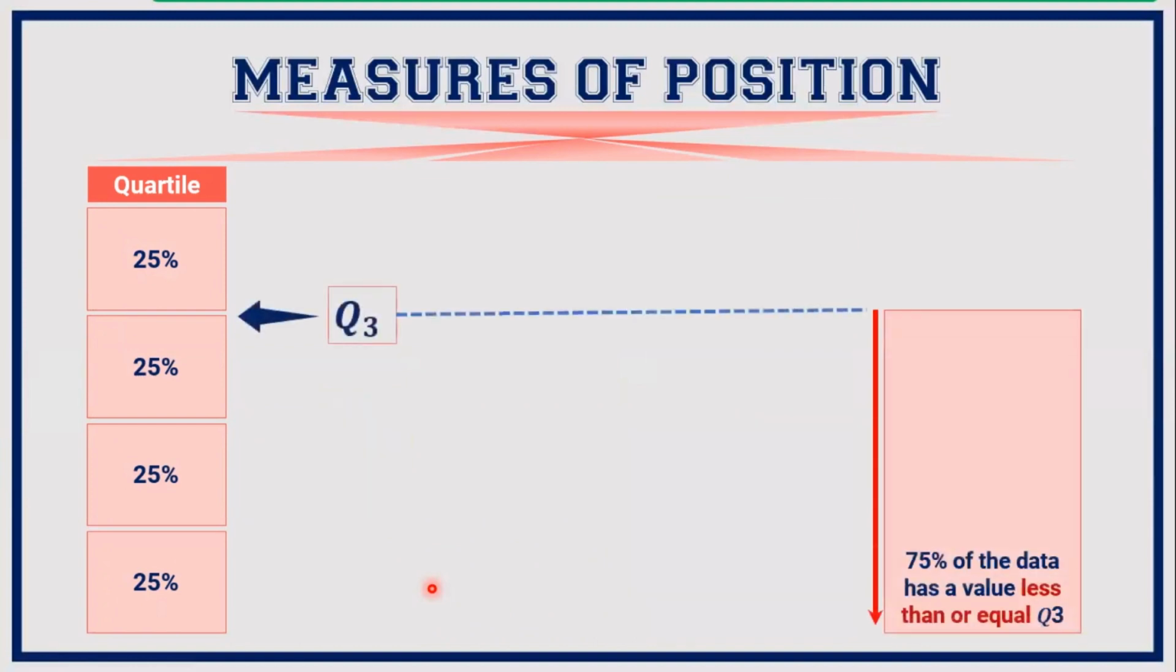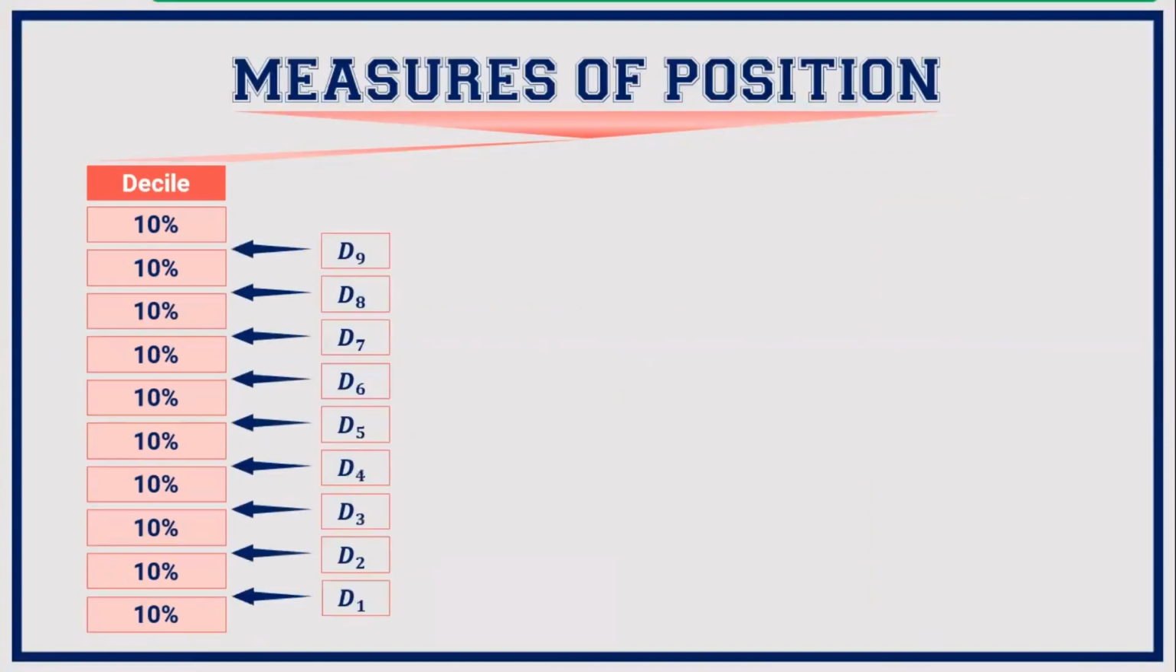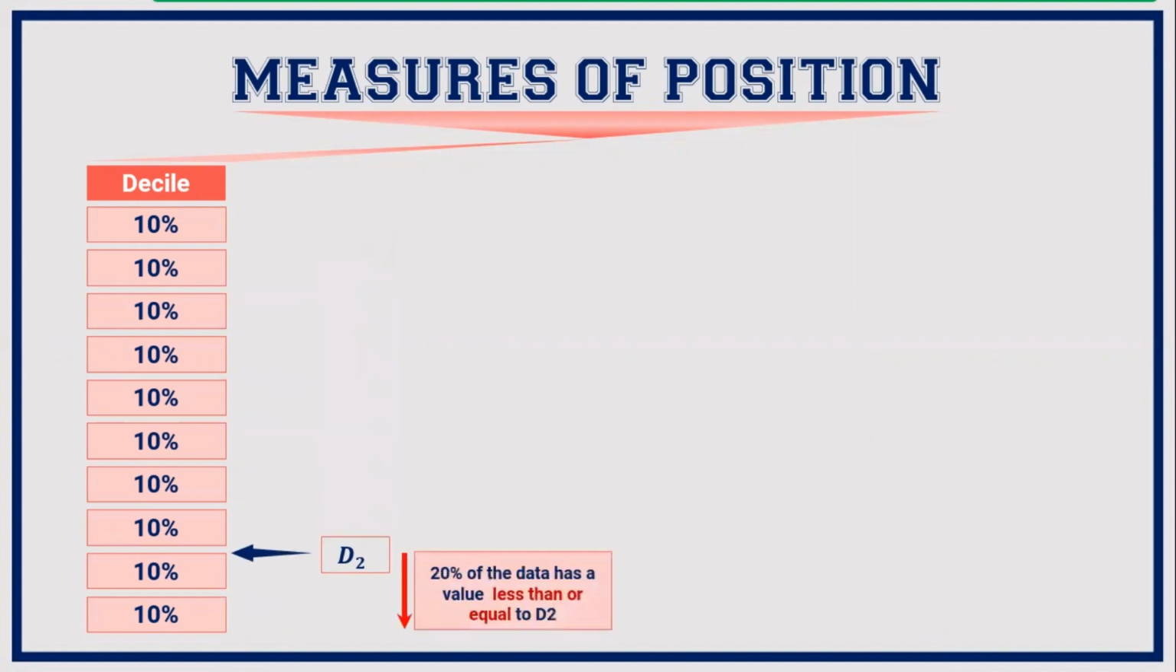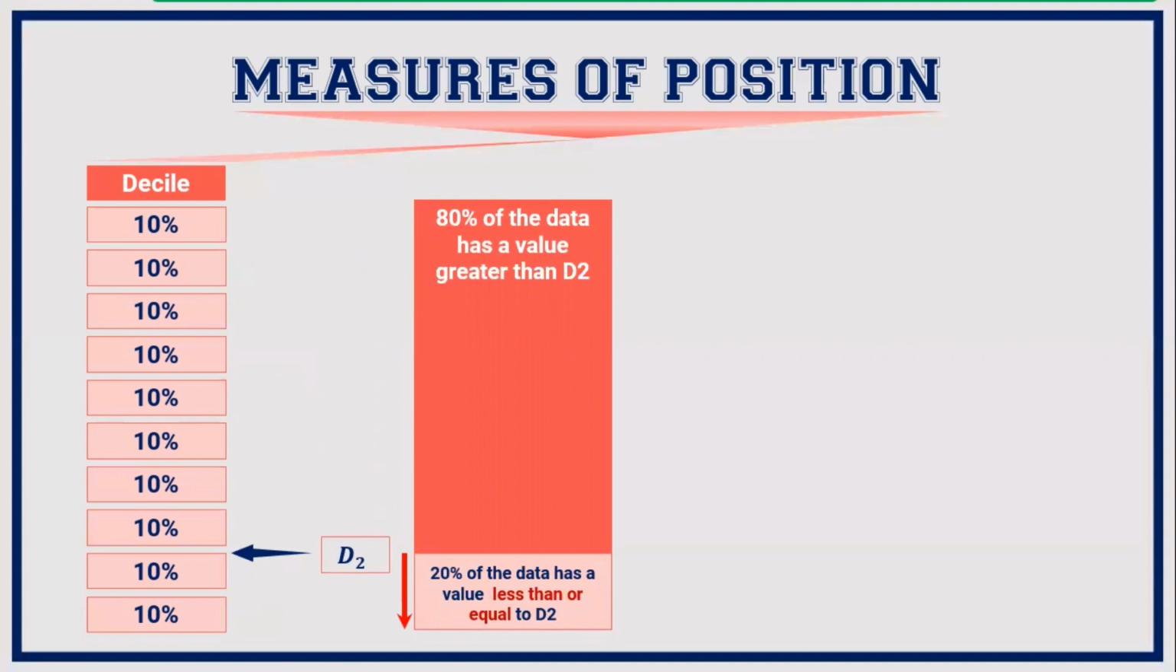For quartile 3, 75% of the data has a value less than or equal to the quartile 3, and the remaining 25% has a value greater than the quartile 3. For the decile, say we get the decile 2, that means 20% of the data has a value less than or equal to the decile 2. The remaining data is 80%, therefore 80% of the data has a value greater than the decile 2.